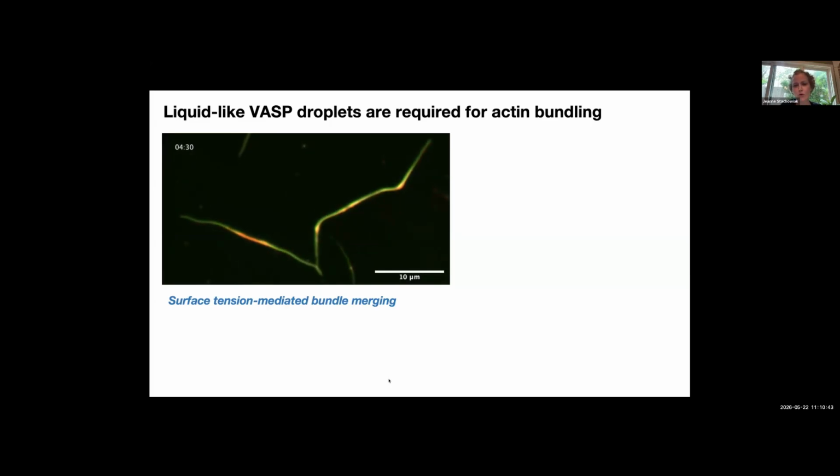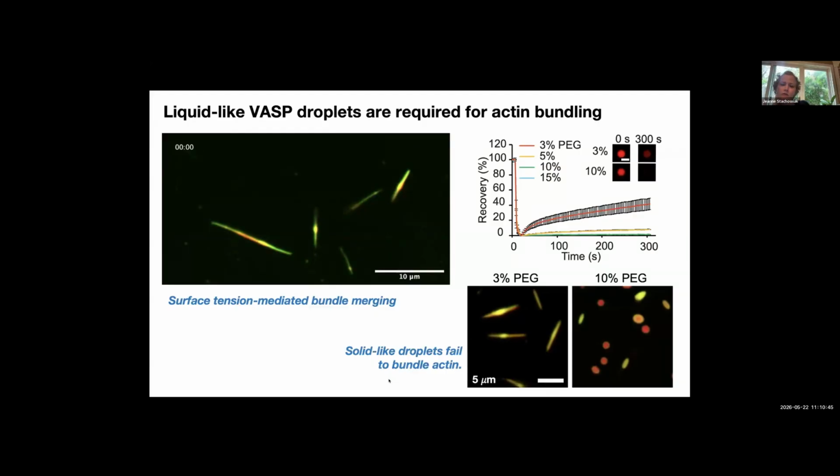So we wondered, is that important? So we added a lot of PEG crowding agent to the system to make the condensates very rigid so that they no longer recover after photobleaching. And indeed, when we do that, the actin no longer can win the contest. It can no longer make these rod-like morphologies. So it tells us we need to have a liquid-like condensate to support these long rods forming.